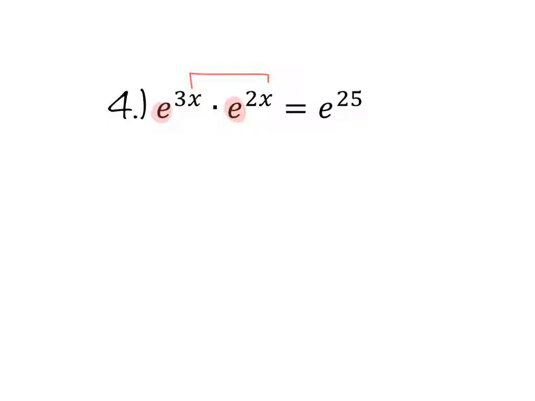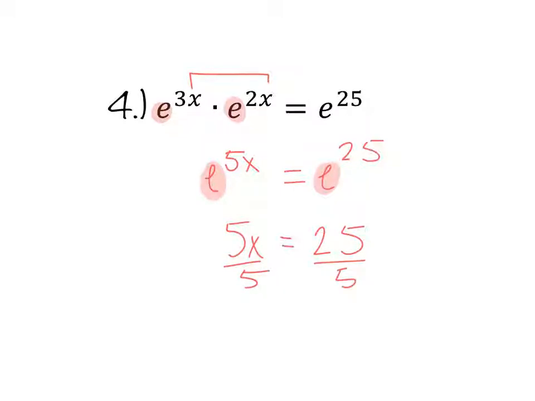So 3x plus 2x is 5x. So I have e to the 5x equals e to the 25th. And now I have two sides where the exponents have the same base, e and e. So I can simply just set one exponent equal to the other exponent and solve. This one's pretty easy, so I'll just finish it. x equals 5. Again, pretty straightforward. So that is the property of equality.